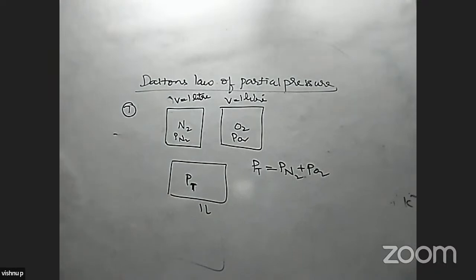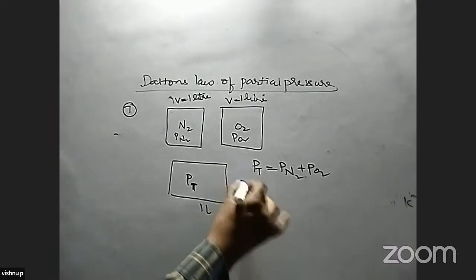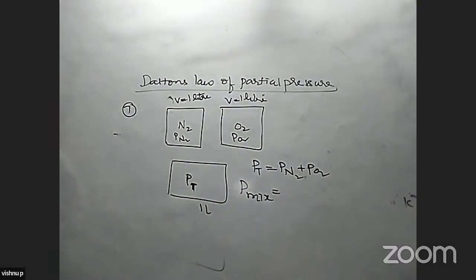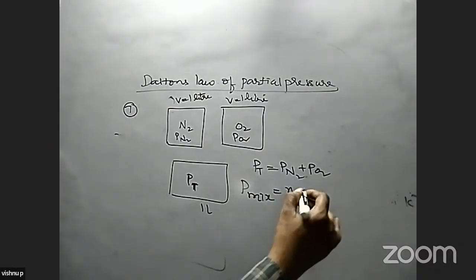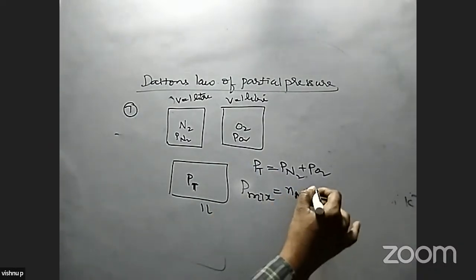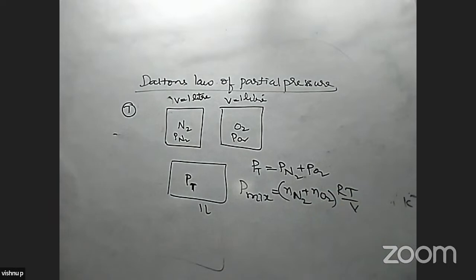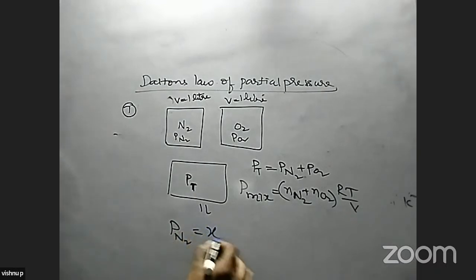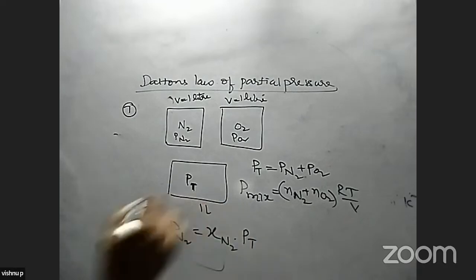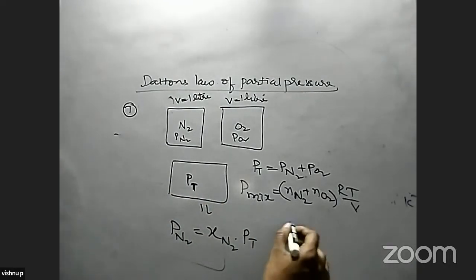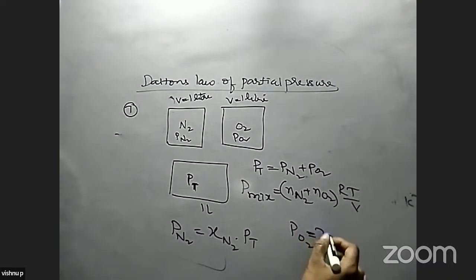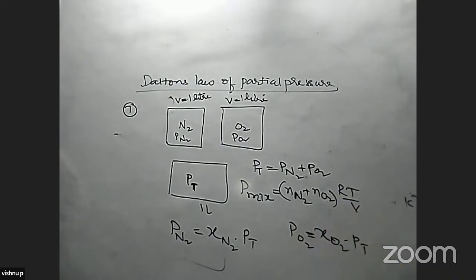When we apply the ideal gas equation, what value do we get? Pressure of the mixture of gases: PV = nRT. We know that P = (n1, number of moles of N2, plus number of moles of O2) into RT by total volume, if temperature conditions are kept constant. From this relation, we get the partial pressure of N2 is equal to the mole fraction of N2 into the total pressure of the mixture.